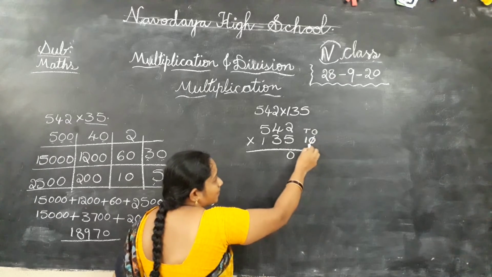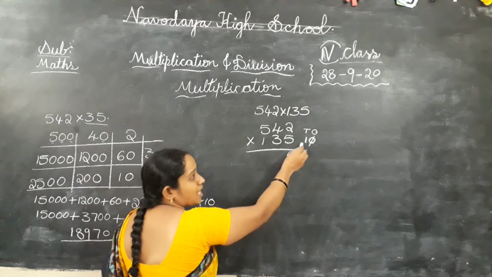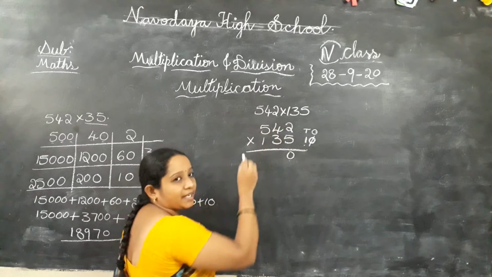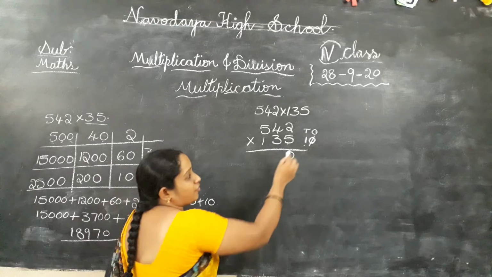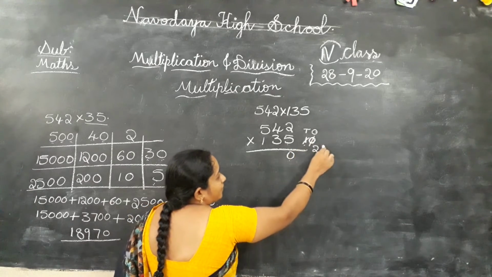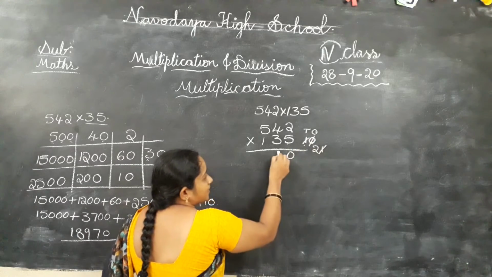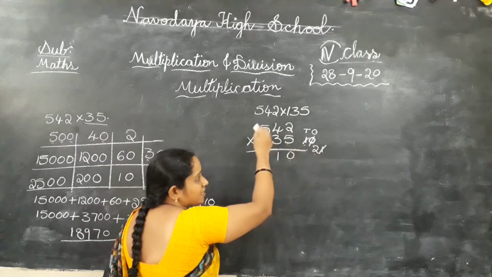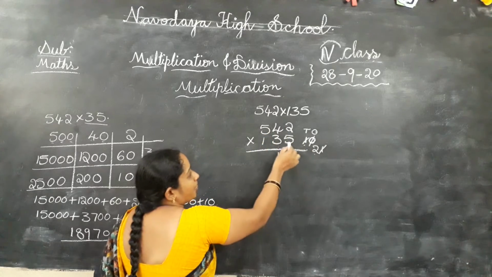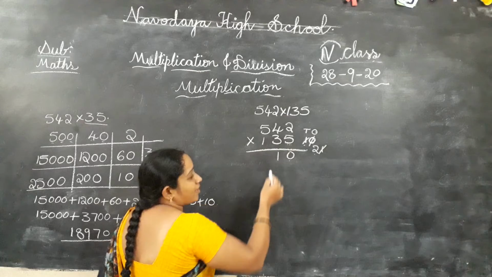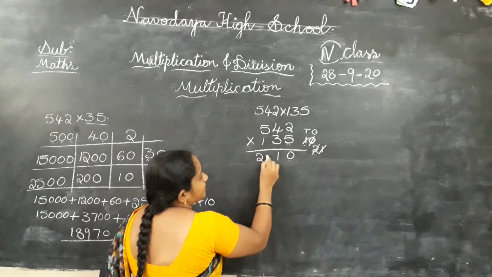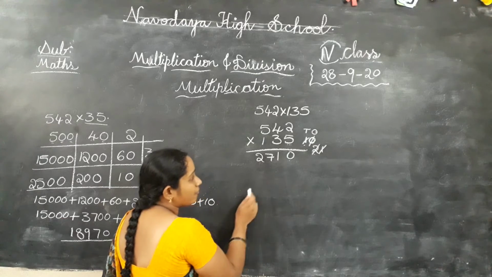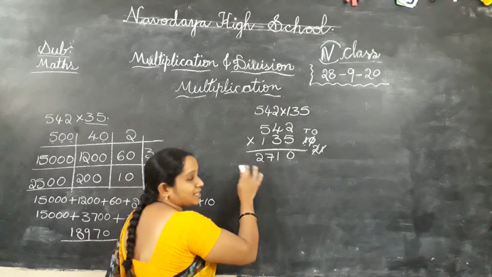So write the ones place digit under the answer place, and the tens place digit is carried forward to the next place. 5 4s are 20. 20 plus 1 is 21. Here also, write the ones place digit in the answer place and carry forward the tens place digit. 5 5s are 25. 25 plus 2 is 27. Ones place digit multiplication is completed.